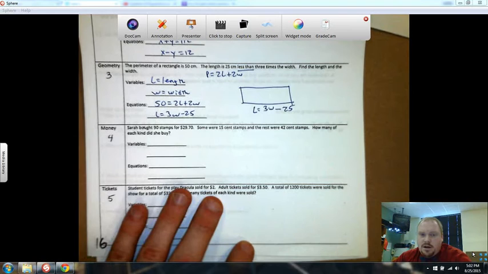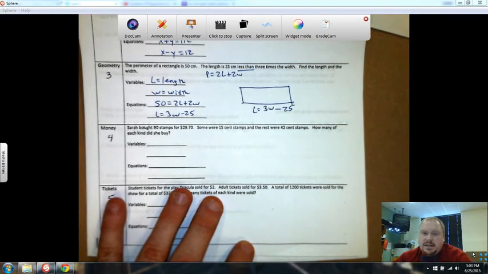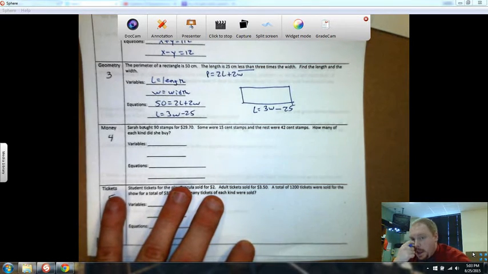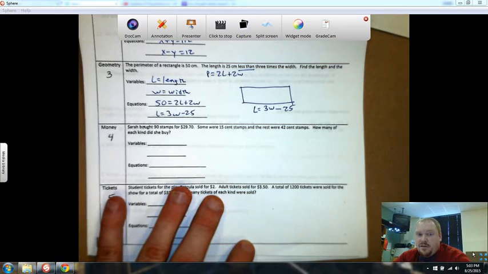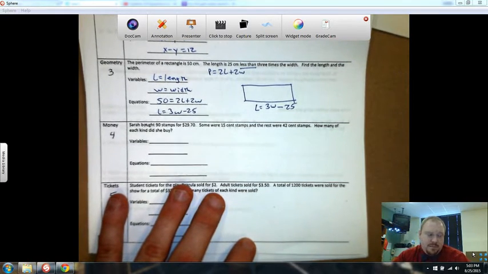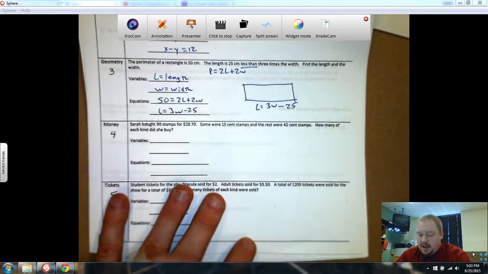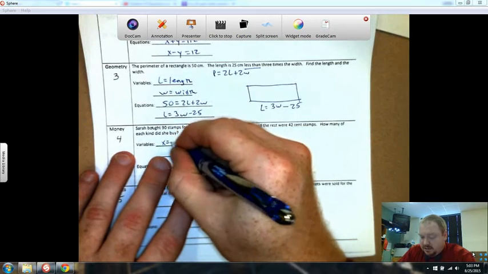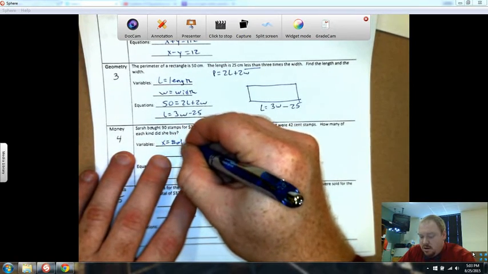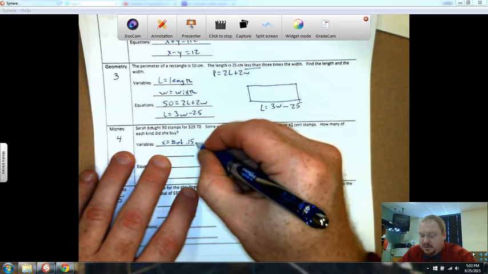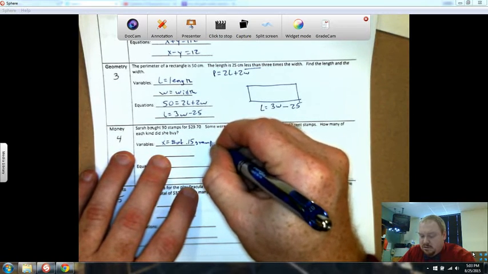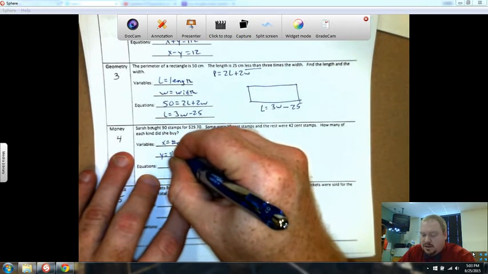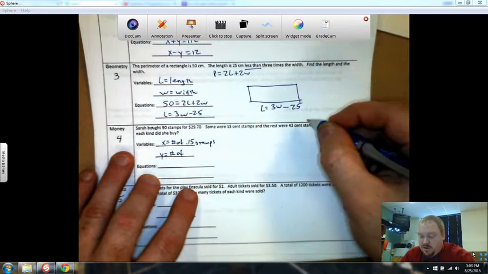Okay, number 4. Sarah bought 90 stamps for $29.70. Some were 15-cent stamps, and the rest were 42-cent stamps. How many of each kind did she buy? Well, I'm going to say X is the number of 15-cent stamps, and Y is the number of 42-cent stamps.